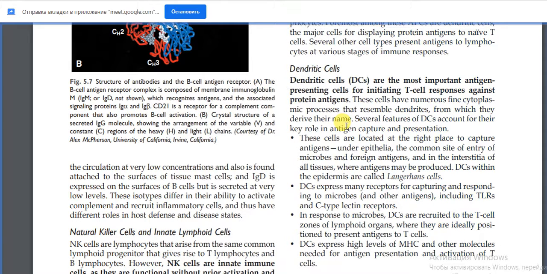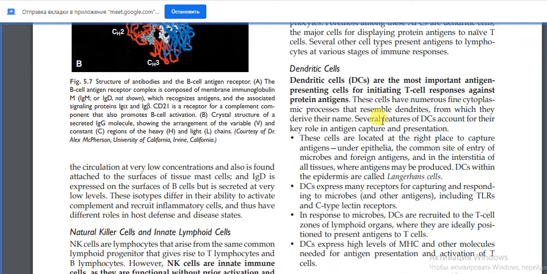Dendritic cells are the most important antigen-presenting cells for initiation of T cell responses against protein antigens. So if we have a protein antigen in the bacteria, we need to present it. We need to give our T cells and B cells, especially T cells, the opportunity to recognize it and produce a T cell receptor against it.